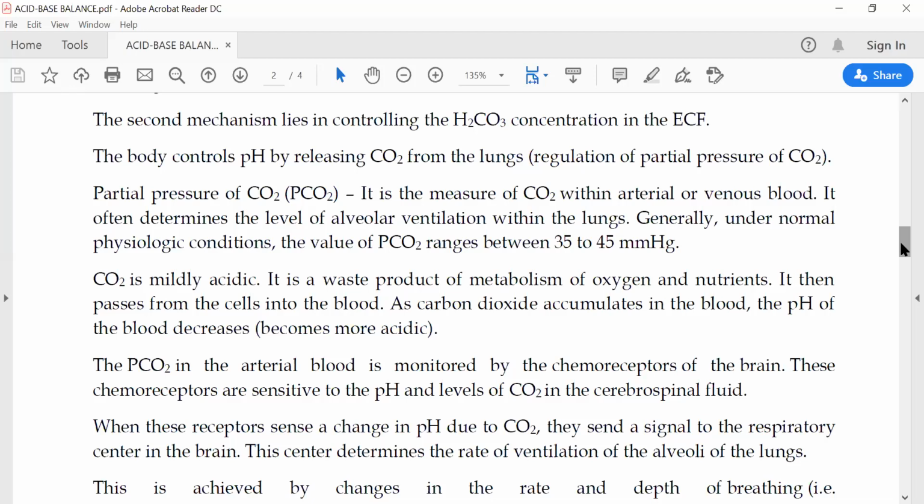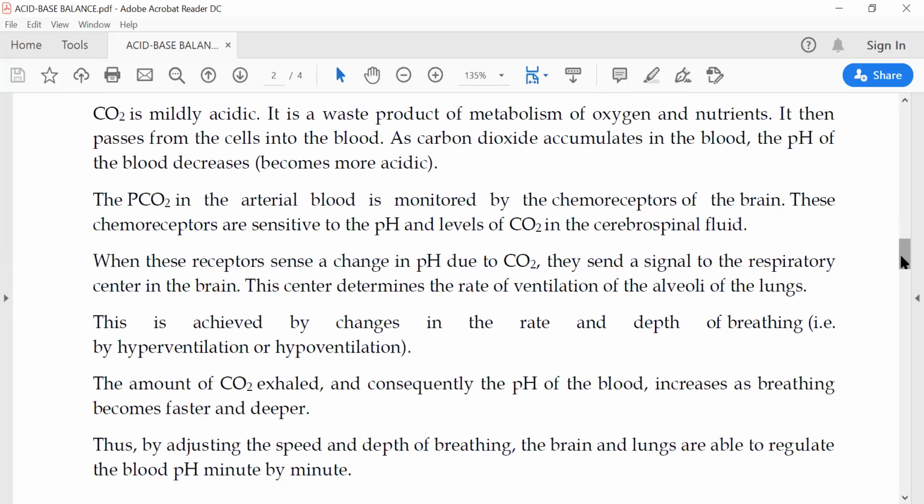The change in the pH is basically sensed by receptors which are present in the brain. These receptors are called chemoreceptors. So once the chemoreceptors sense some sort of change in pH due to the concentration of carbon dioxide, they are going to send a signal to the respiratory center in the brain. And this respiratory center is going to determine the ventilation of the alveoli of the lungs.